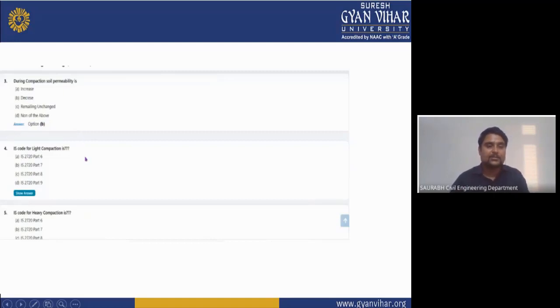Now come to the next question. The IS code for light compaction: IS 2720 part 6 is given, IS 2720 part 7 is given, IS 2720 part 8 is given, IS 2720 part 9 is given. Here the right answer will be IS 2720 part 7. That will be your right answer.